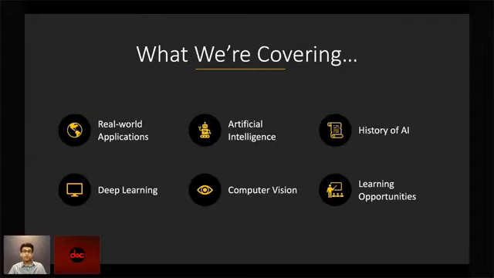So the first thing we'll cover is the real world applications of computer vision. Then we'll dive into what artificial intelligence really is, the history of AI, and then we'll go even deeper into deep learning and then computer vision. And at the end, there'll be an opportunity for extended learning.